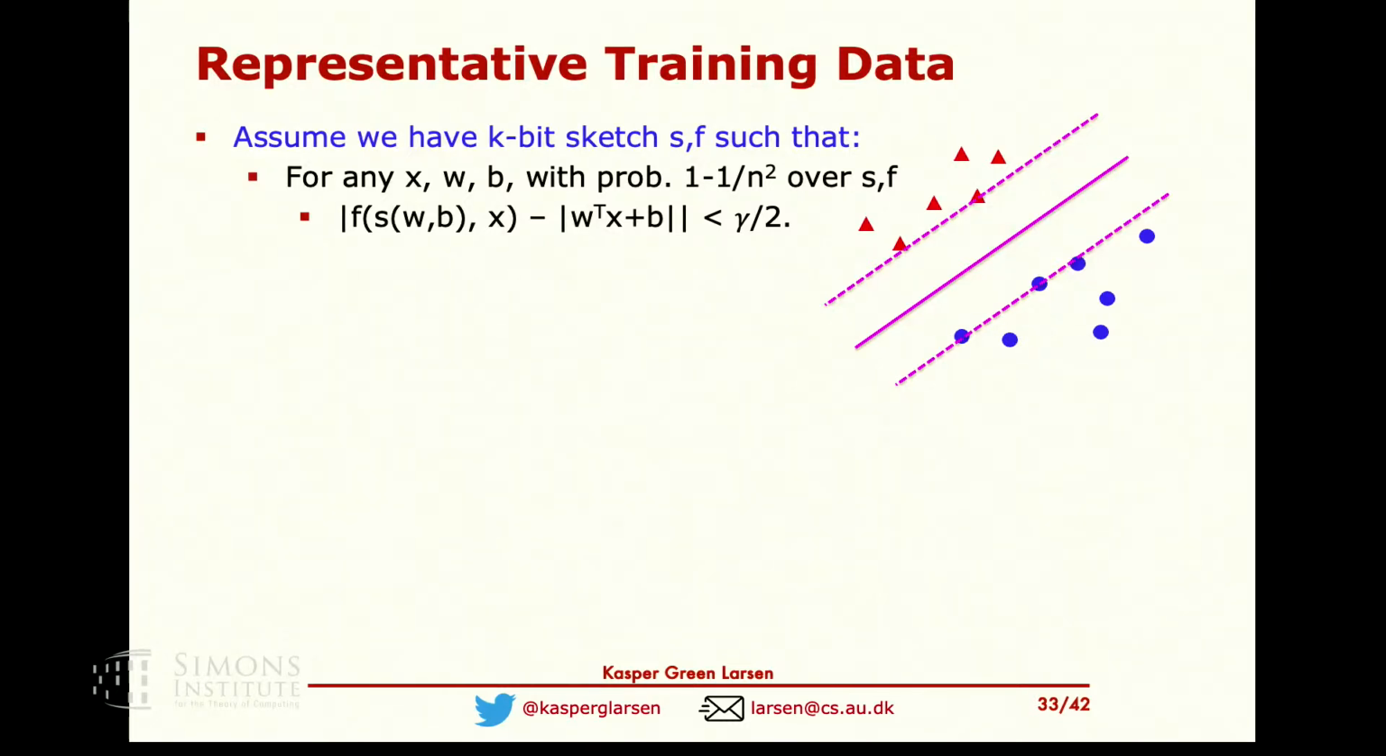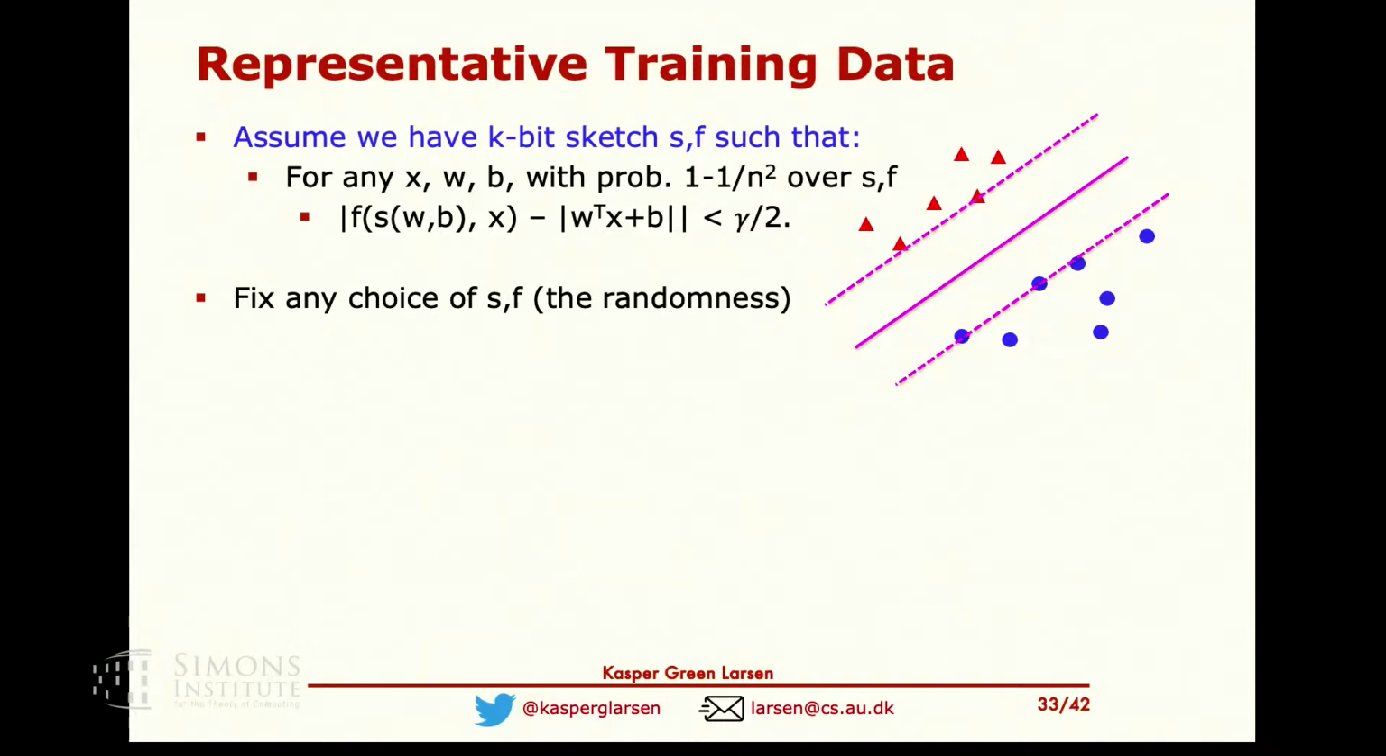So let's say we have a sketch, right? A k-bit sketch, a way of sketching these W's and B's. And let's start by zooming in. Like before, our proof was basically: look at one hyperplane and show that it's extremely unlikely that you don't see any mistakes in the training data if it has a large chance of making a mistake. So we're going to do something similar here.